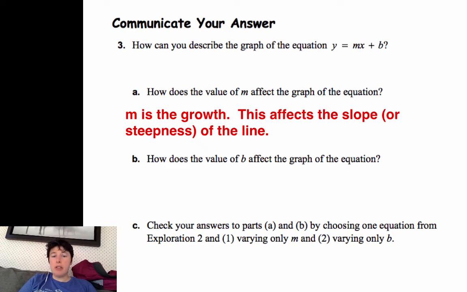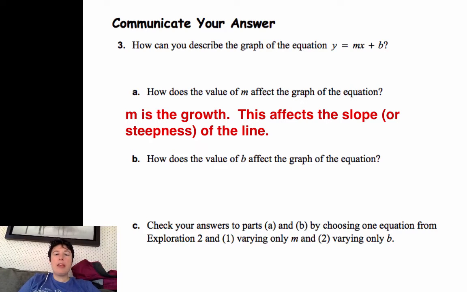So m is that growth number, so it affects the slope or the steepness of your line. If you have a small growth number, then you have a pretty flat line. But if it's a big slope, you have a steep line. Or if it's negative, then you have a negative slope. So m affects the growth and affects the slope.